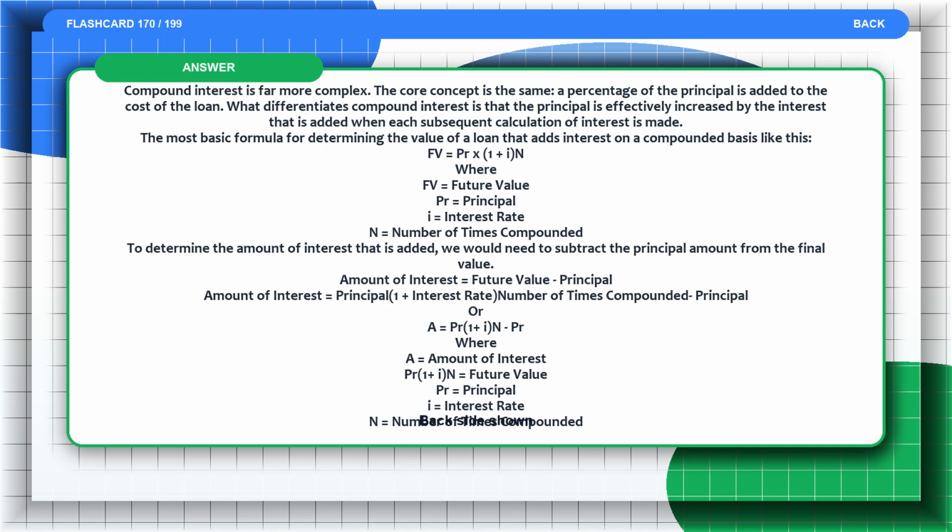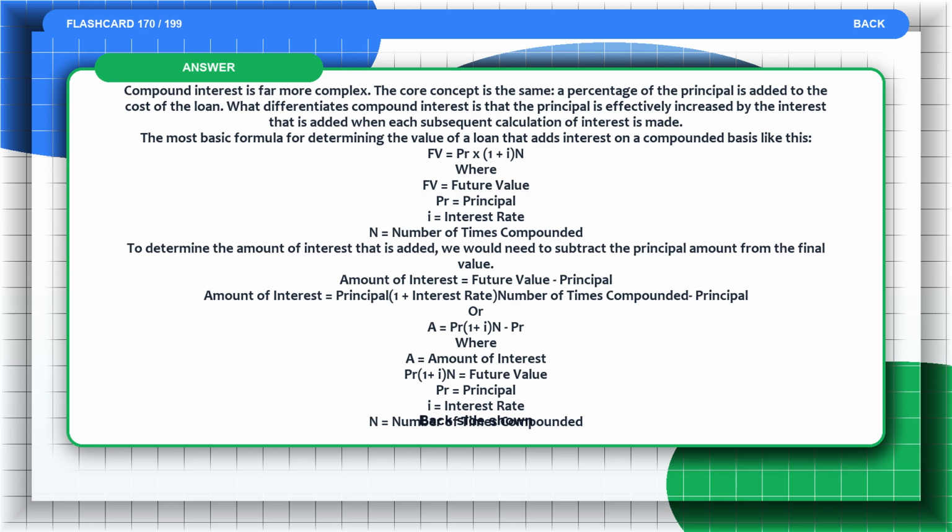The answer is, compound interest is far more complex. The core concept is the same. A percentage of the principal is added to the cost of the loan. What differentiates compound interest is that the principal is effectively increased by the interest that is added when each subsequent calculation of interest is made.